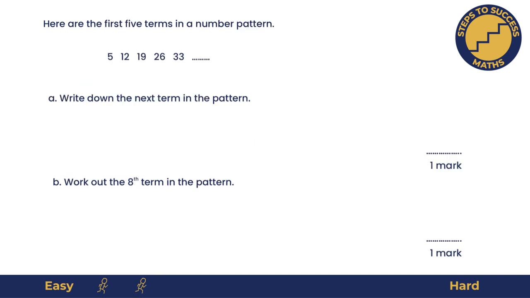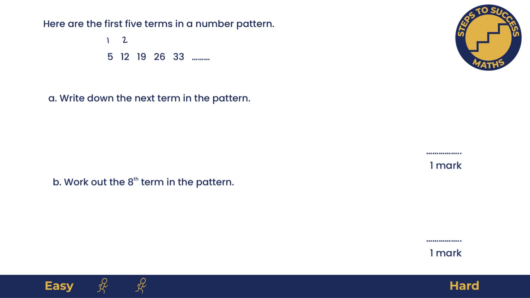Here are the first 5 terms in a number pattern. So 5, 12, 19, 26, 33, and then on it goes. The terms are just the ones that appear. So the first term is the first number, the second term is the second number. It says write down the next term in the pattern.